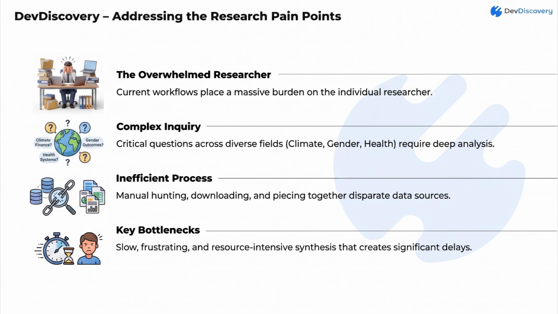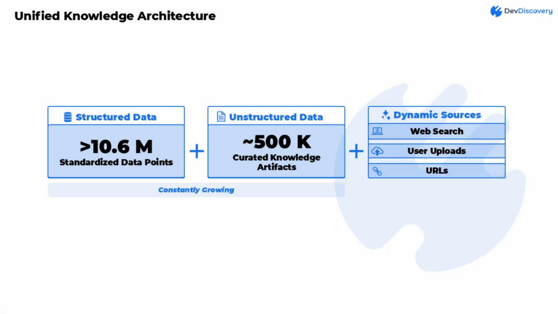Here's what makes it different. DevDiscovery brings together two kinds of intelligence that usually live in separate silos. First, you have hard data: GDP, poverty rates, health outcomes, agricultural productivity, pulled directly from trusted sources. This is your quantitative foundation.